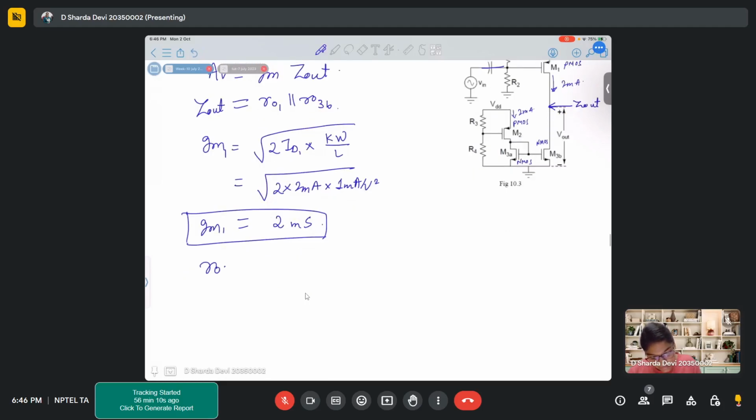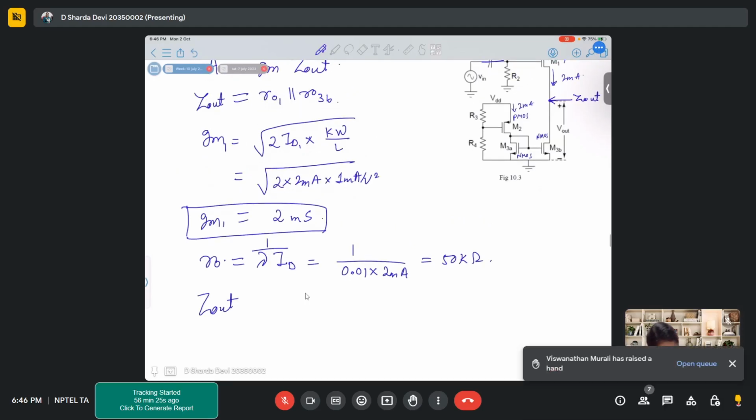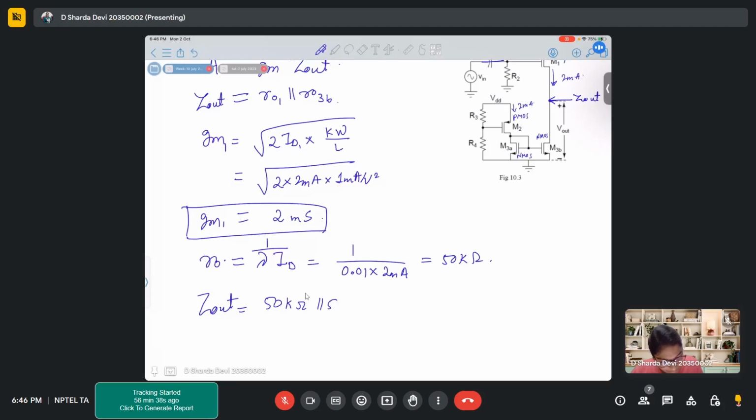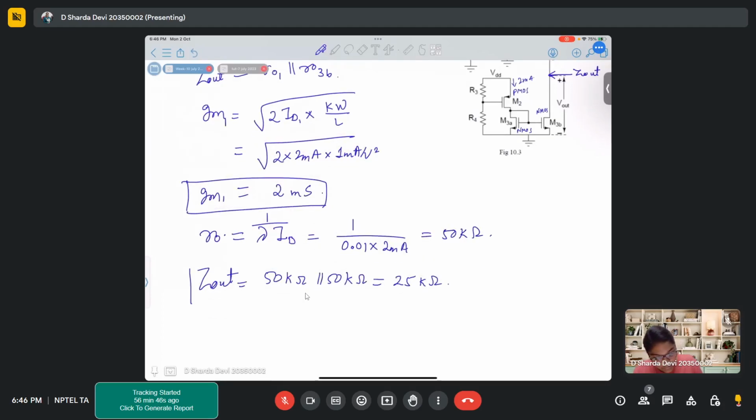R0 is 1 upon lambda ID. That is 1 upon 0.01 into 2 milliamps, which is 50 kilo ohms. So for Z out, for both the transistors your R naught will remain the same as the currents are the same. So it is 50 kilo ohm parallel 50 kilo ohm. So we will get 25 kilo ohms. Now Z out is 25 kilo ohms.